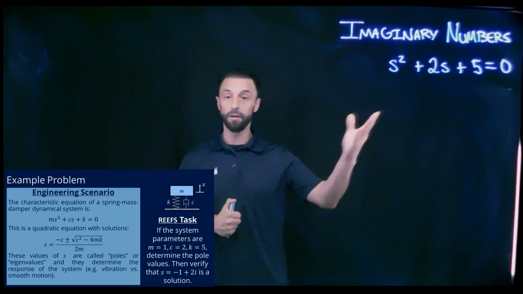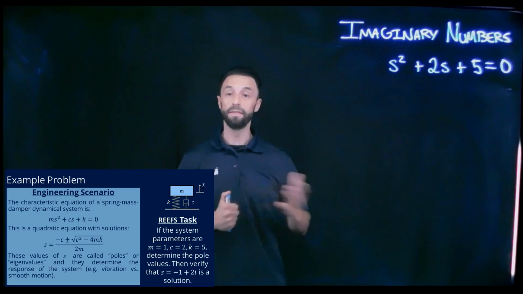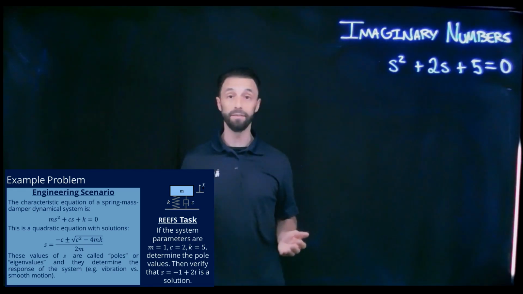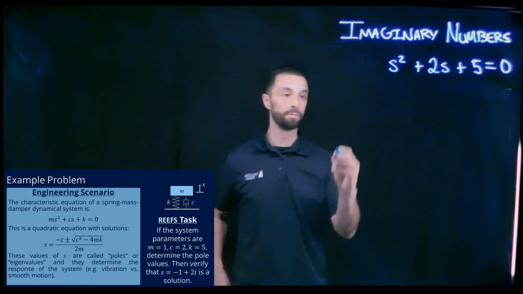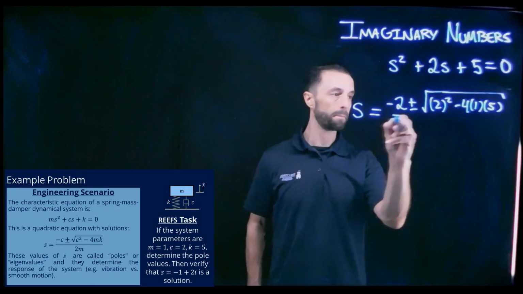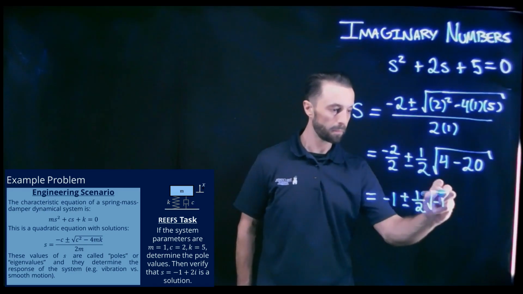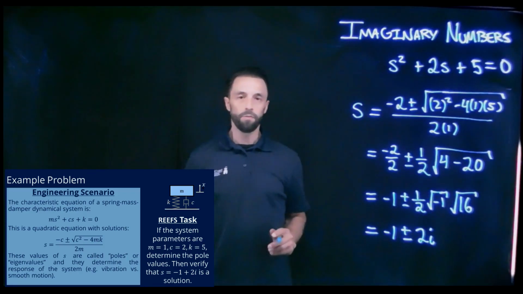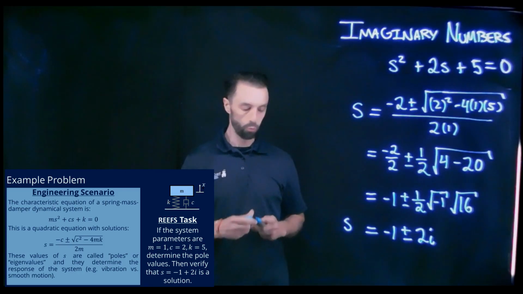And what we want to do then is plug in our numbers, get the solution for values of s that make this equation equal to 0, and then take one of those solutions, plug it back into the equation and make sure we did it correctly by getting 0 equals 0. So let's get started with obtaining the solution values. We have arrived at our solution that s equals negative 1 plus or minus 2i.